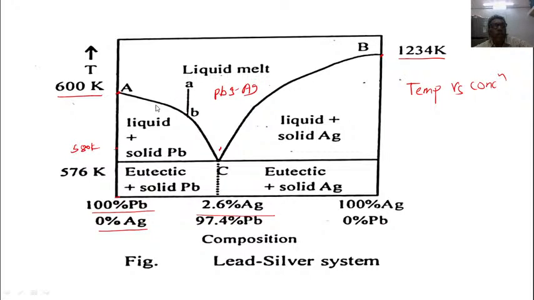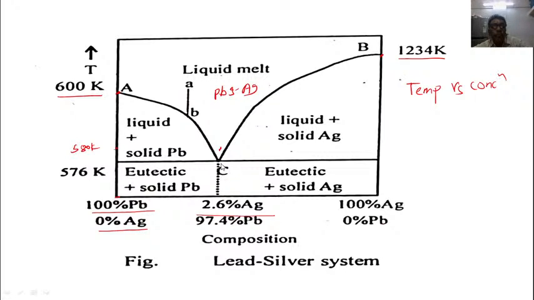Along this curve AC, two phases are existing: solid lead as well as a liquid melt containing the silver. And along the curve BC, there is liquid plus solid silver. And at the eutectic point C, this is the point where three phases are existing. Which three phases? The liquid melt, the solid lead, and the solid silver.